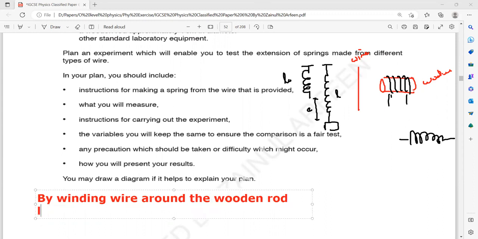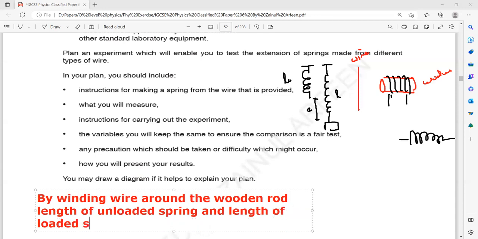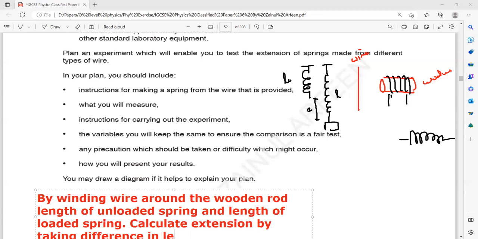So the thing which we will measure is the length of the unloaded spring, or original length you can also say, and the length of the loaded spring, and we will calculate the extension by taking the difference in the length.